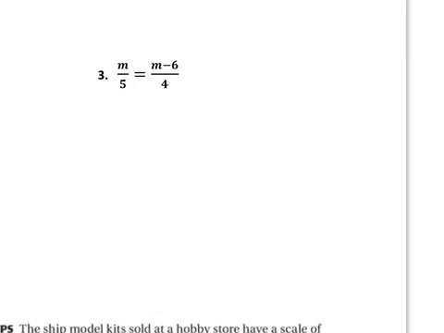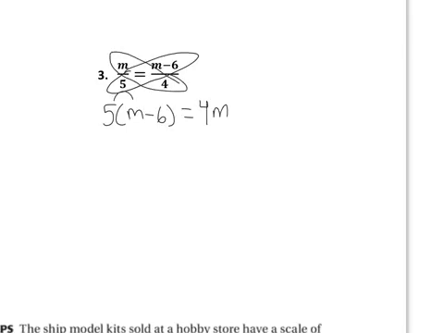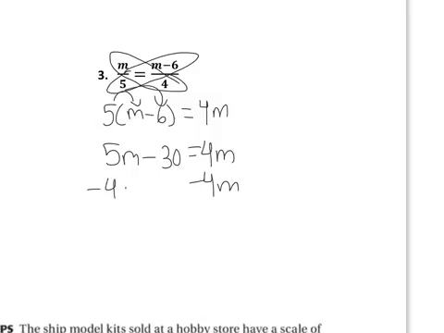So again, we cross multiply. So remember, 5 times m minus 6. Don't try to skip the step. Do the extra step there. Equals 4m. Distribute. You get 5m minus 30 equals 4m. Now this is what I'm talking about, because here's the common mistake. People want to do this, and I'm going to erase this in a minute, and then they get this, and they forget to say equals 0.